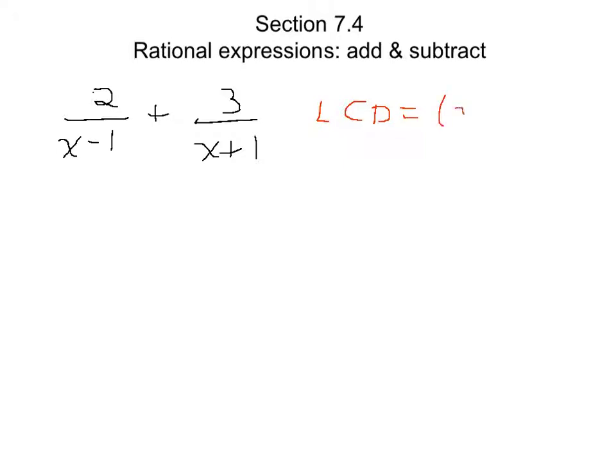Now that we know all about the LCD, we can start practicing adding and subtracting rational expressions. Always, when we're adding and subtracting rational expressions, we have to first find the LCD. And this one is pretty easy, right? Okay, so now we're just going to write each of these over the LCD.